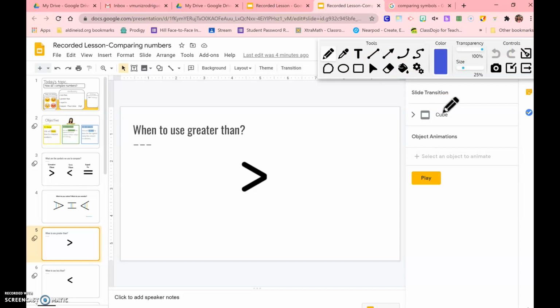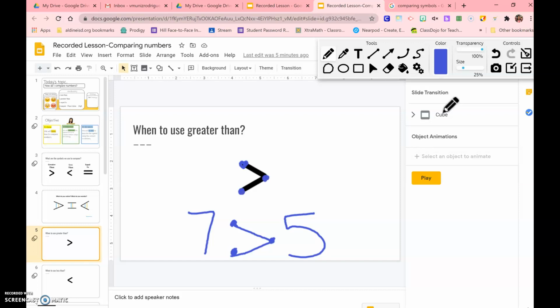Ready? So let's say I have the number 7. And on the other side I have the digit 5. And I'm trying to compare them. Well, I know 7 is greater, so it gets 2 dots. 5 is less, so it gets 1 dot. Then I connect them like this. So again, when I have greater, 2 dots. When I have less, 1 dot.